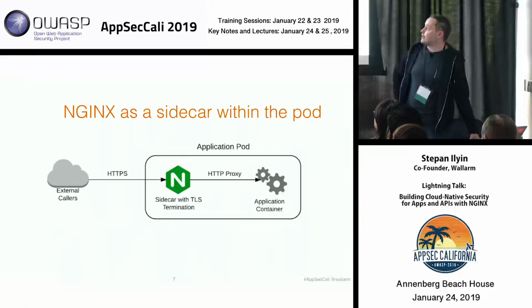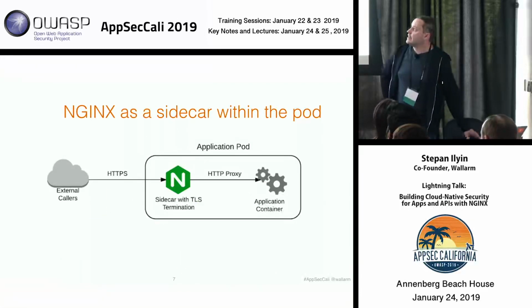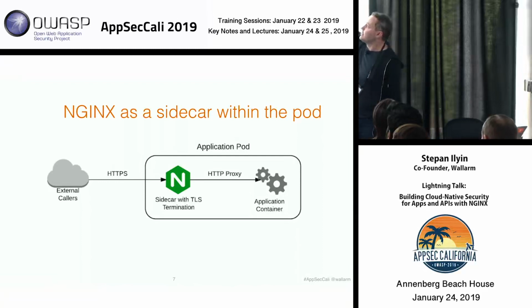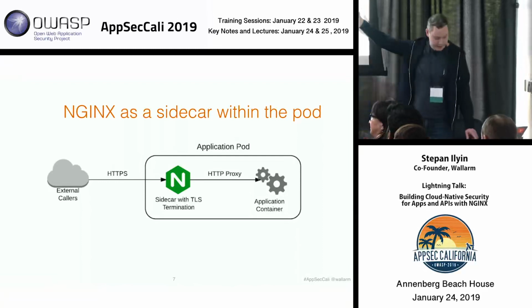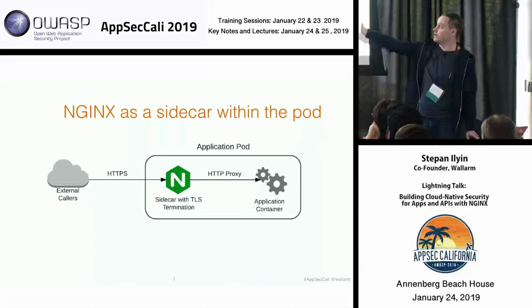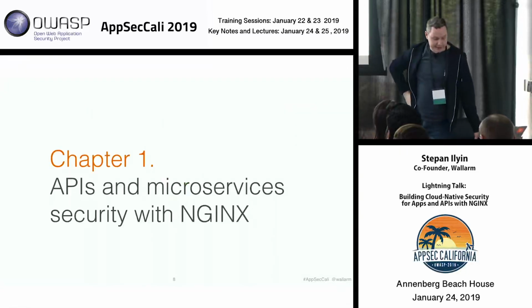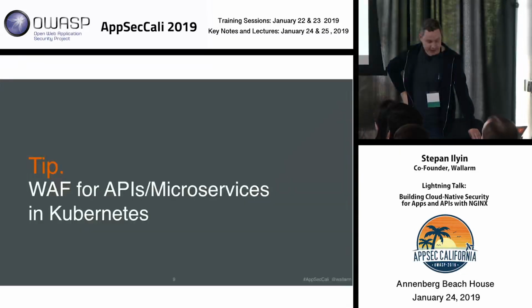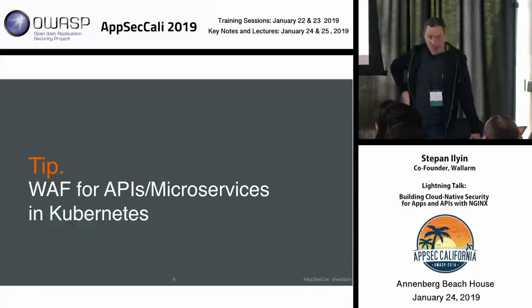And as I said, you can also deploy NGINX as a sidecar in every application pod, which is once again very good, because you can add this NGINX with the security modules to pretty much every microservice you already have. Let's start with how to set up the WAF for the Kubernetes environment.